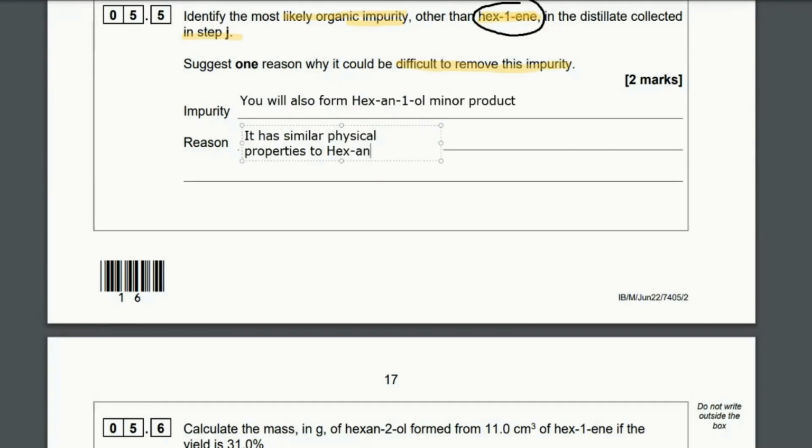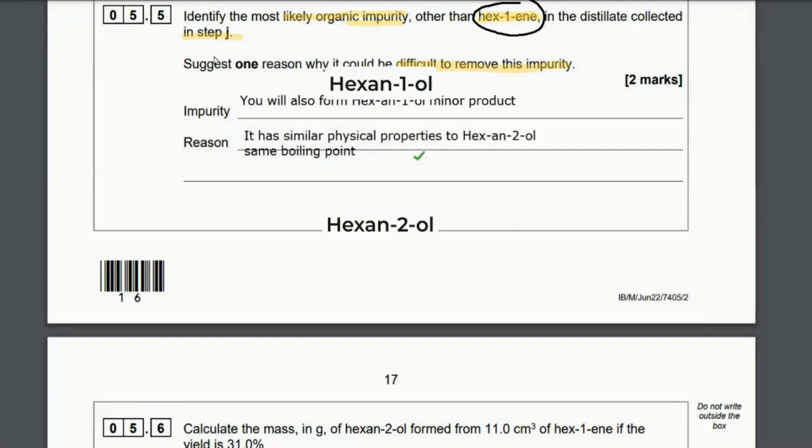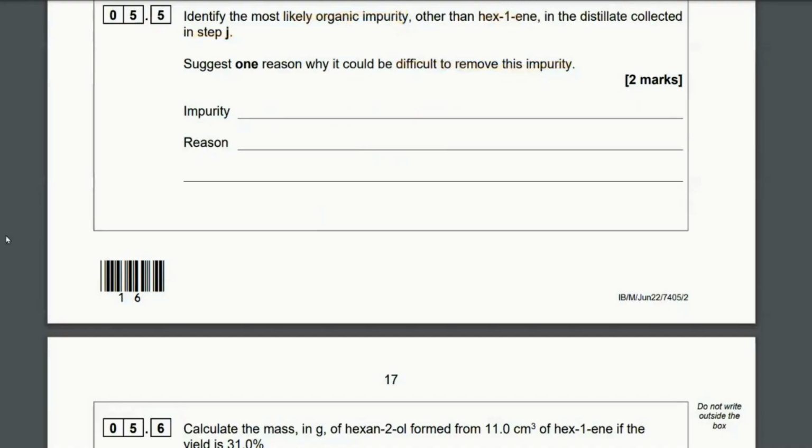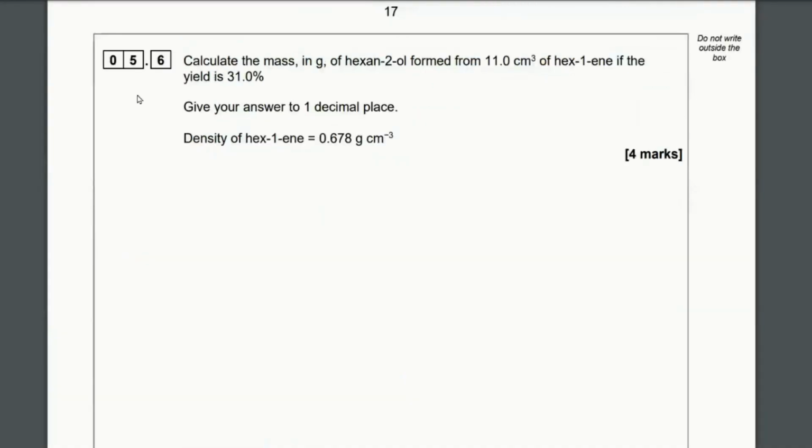Now, why is it difficult to separate hexan-1-ol from hexan-2-ol? Well, they've got the same mass. They're going to have the same type of hydrogen bonding because of the alcohol group. So they've got a similar boiling point, same physical properties, similar boiling point. So very difficult to separate from each other by distillation.